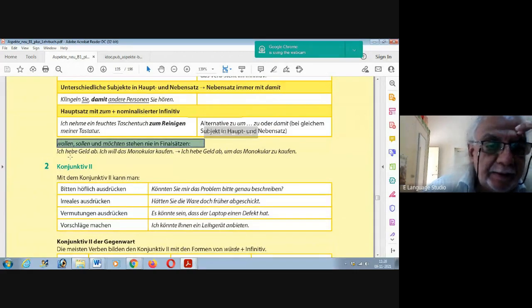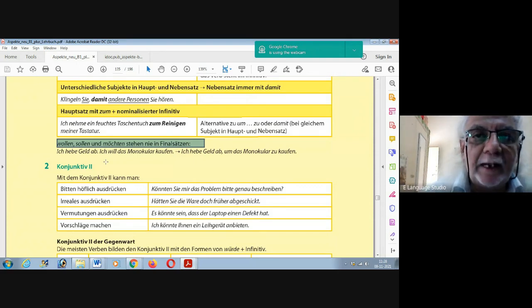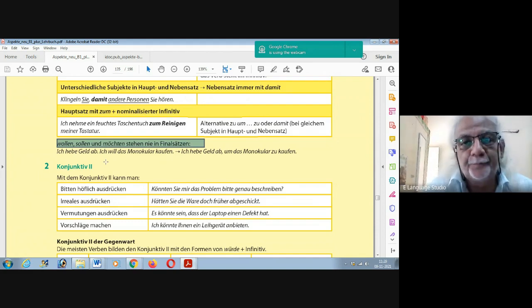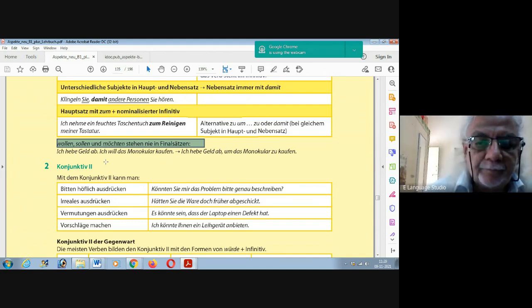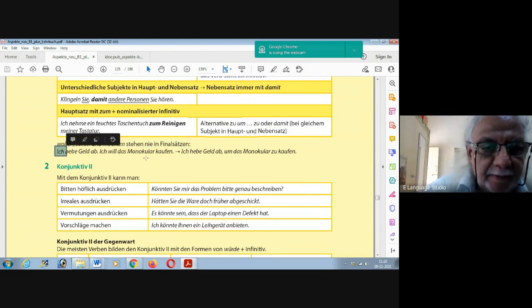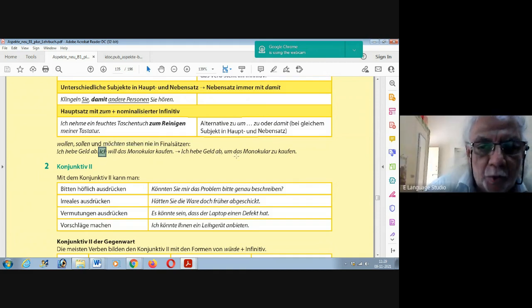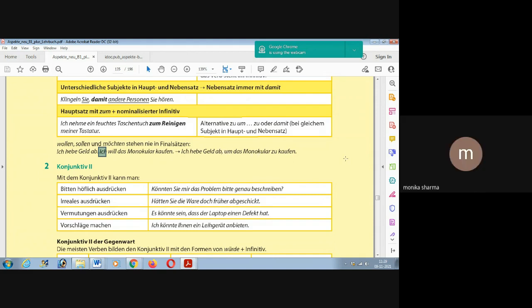For example, ich hebe Geld ab, I withdraw money, abheben, Geld abheben, to withdraw money. Ich will das Monokular kaufen. Monocular is a single lens, something like a telescope. How will you convert this? Ich hebe Geld ab, das Monokular zu kaufen, and not das Monokular kaufen zu wollen. Not.